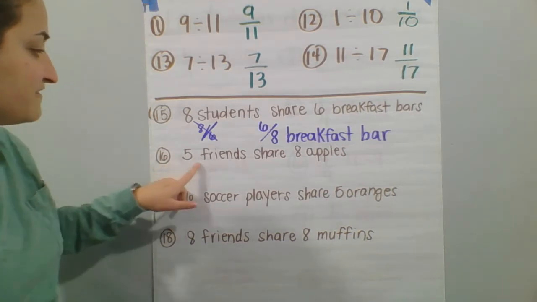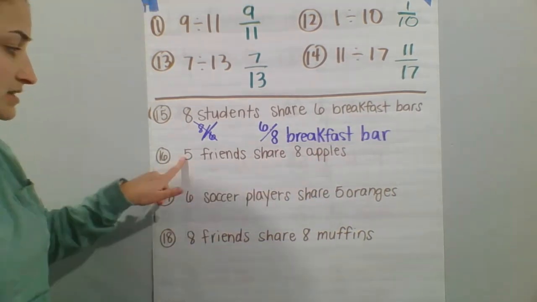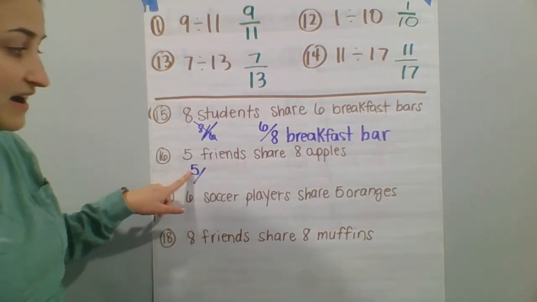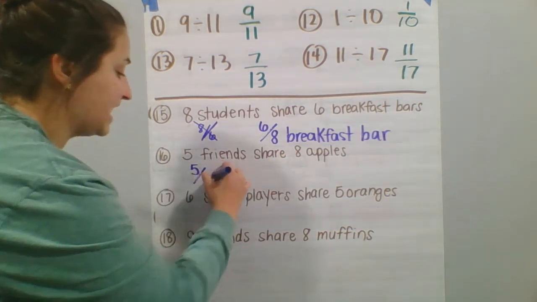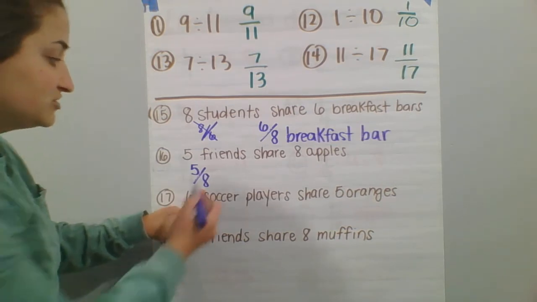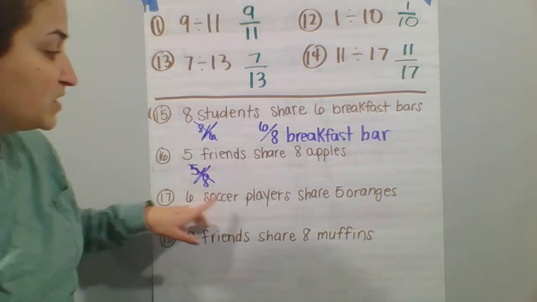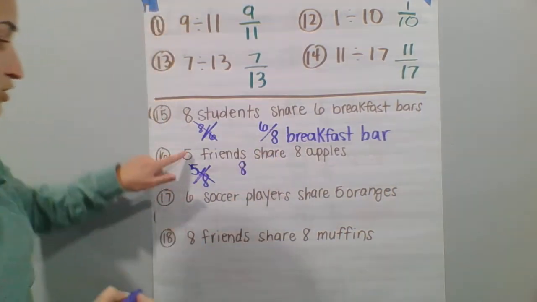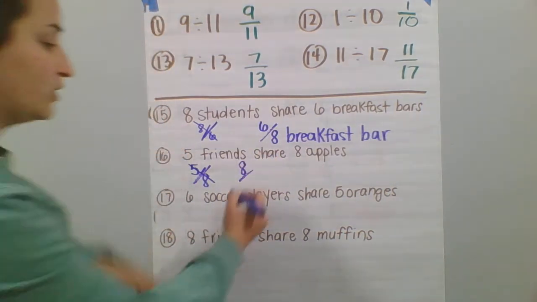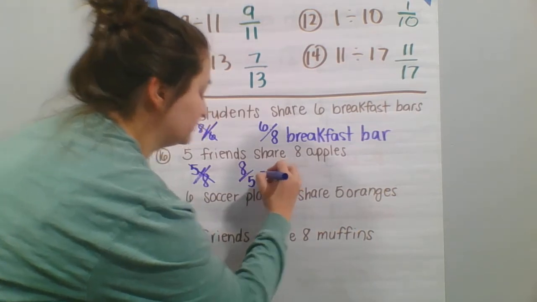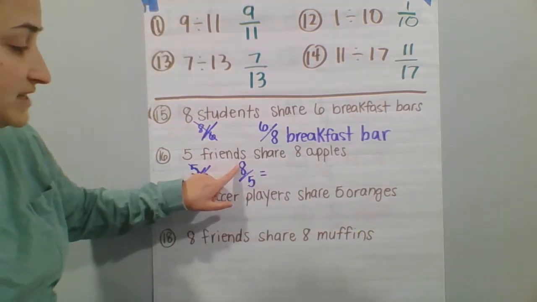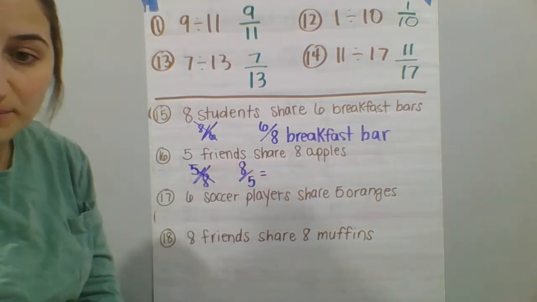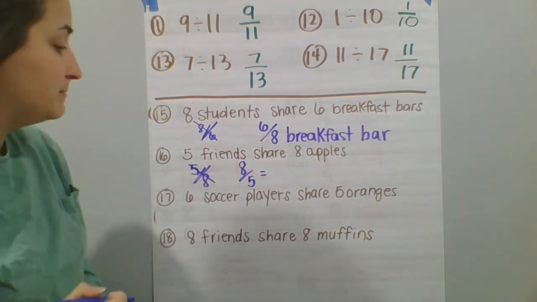Number 16, I have 5 friends sharing 8 apples. Again, if I have my 5 as my numerator, that means I'm taking my 5 friends and breaking them into 8 equal pieces. And that just does not make sense. So in this one, we're taking our 8 apples and sharing them equally with our 5 friends. So each friend is going to get 8/5 apple, but we know 8/5 is an improper fraction, so we want to turn that into a mixed number.